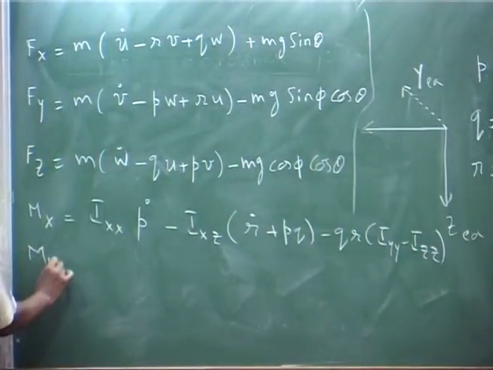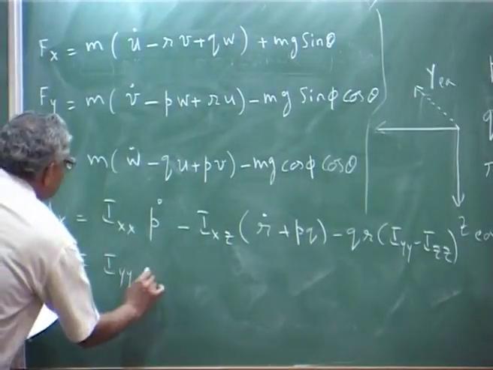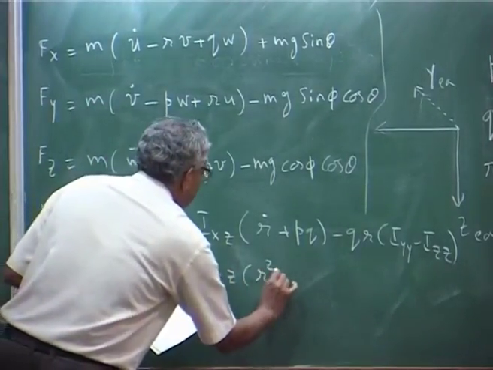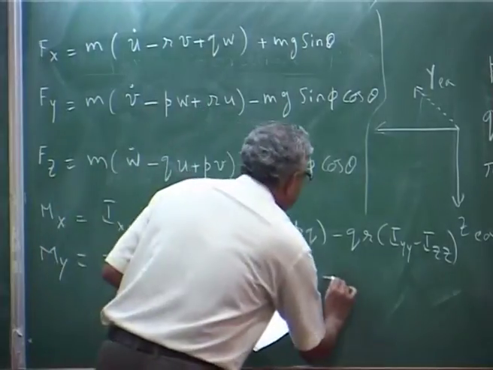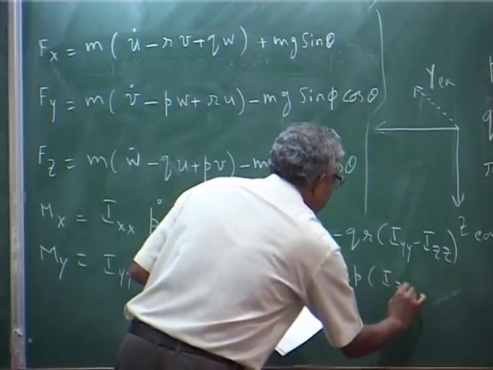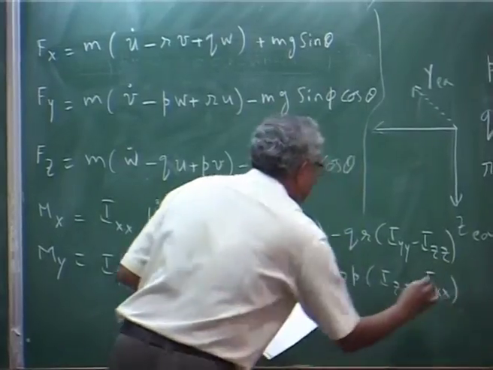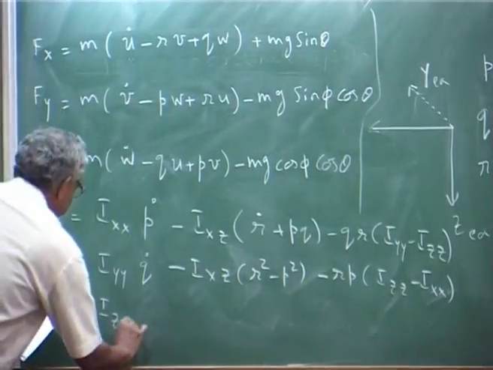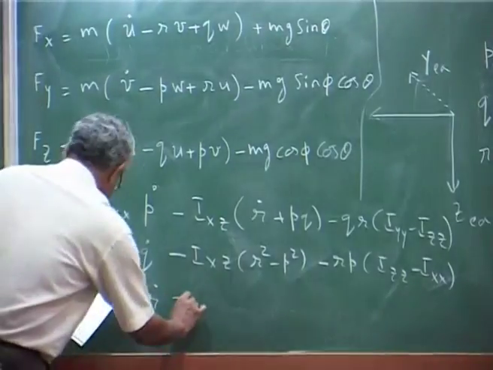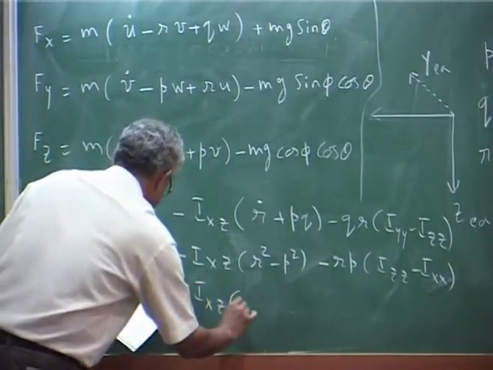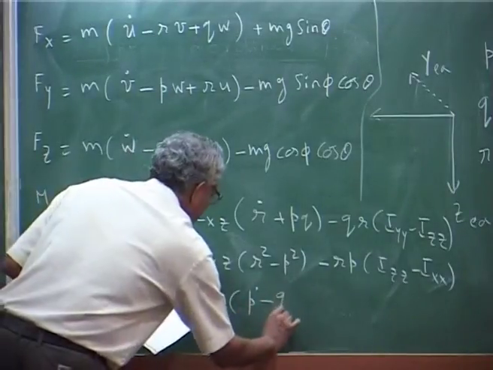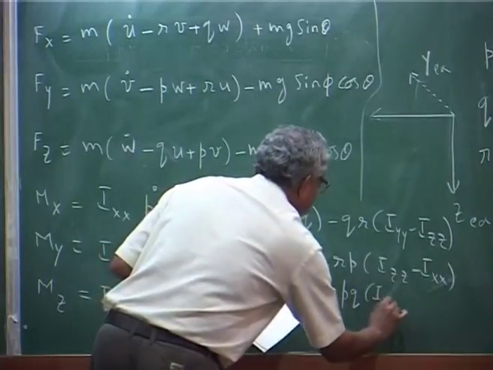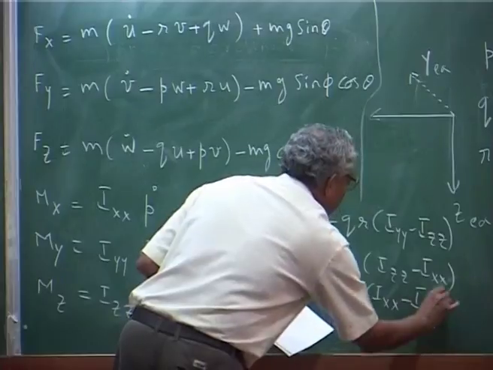and then My is Iyy q dot minus Ixz r square minus p square minus r p Izz minus Ixx, then Mz is Izz r dot minus Ixz p dot minus q r minus p q Ixx minus Iyy.